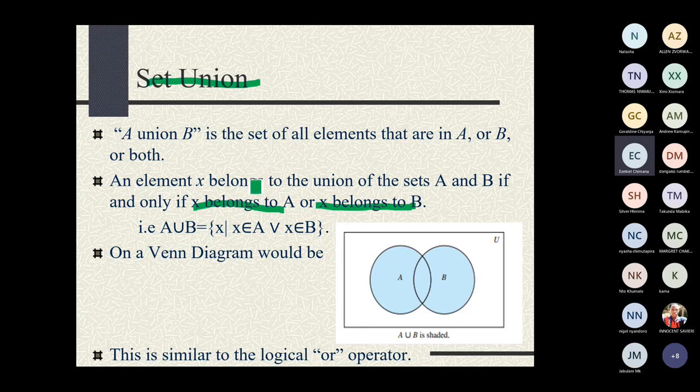So the condition is that X belongs to A, or X belongs to B. If we put all those elements together, we form a set union between A and B. So A union B, in set builder notation, is the set of X such that X is an element of A or X is an element of B.